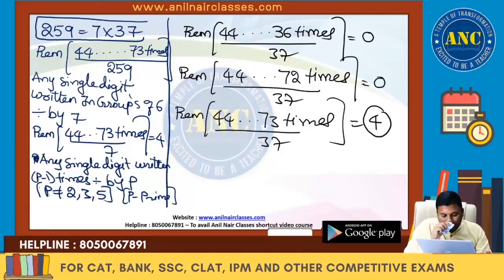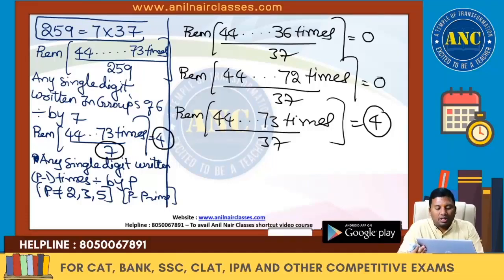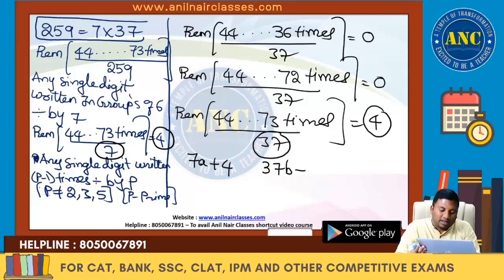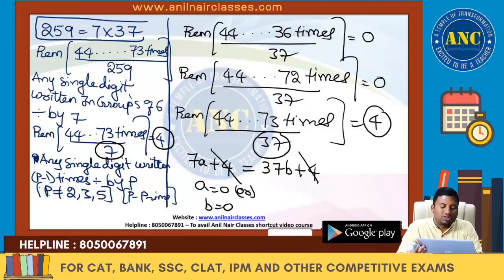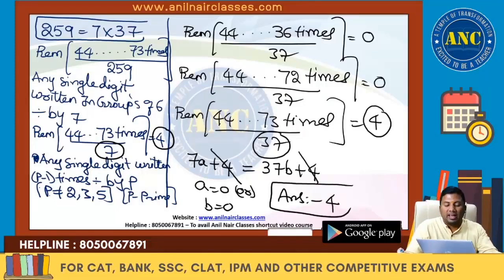That means, when you divide the number by 7, you get a remainder 4. When you divide by 37, you get 4. So, when divided by 7, remainder is 4. When divided by 37, remainder is 4. Both are equated with the same number, 4 and 4 cancel. A is 0 or B is 0. So, 0 into something plus 4, answer is 4. Very, very good question. You don't need to do all this. Directly, you will get the answer if you understand this approach.